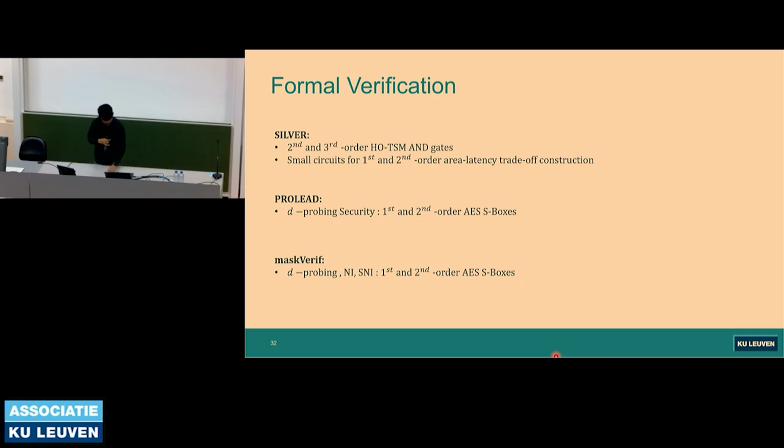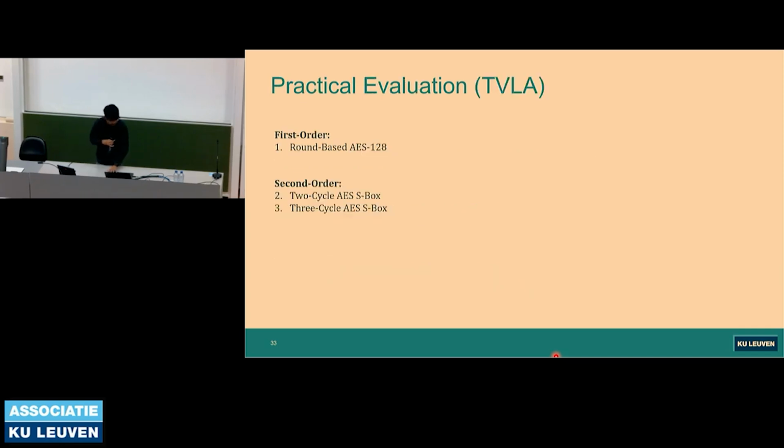Now for the larger designs, I used TVLA by implementing them on FPGA, just to see whether it's fine when I implement it in the lab. So there are 3 designs. The first one is round-based AES-128, which is just the first order S-box, the small one. And then there are 2 more: a 2-cycle AES S-box for the second order, and a 3-cycle, with the optimization, where I increase the latency by 1 for second order.